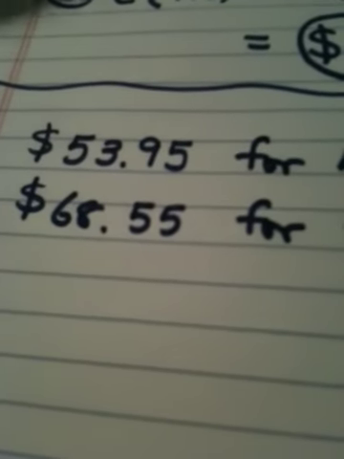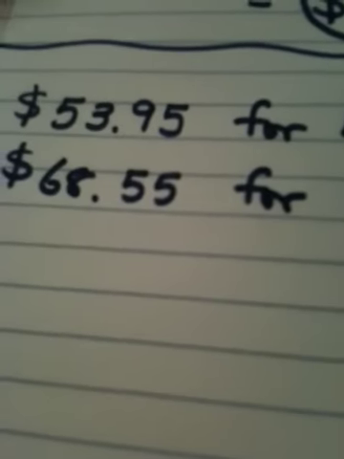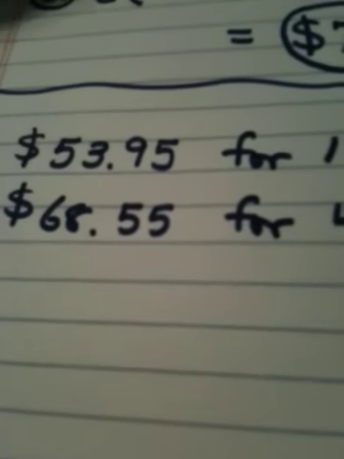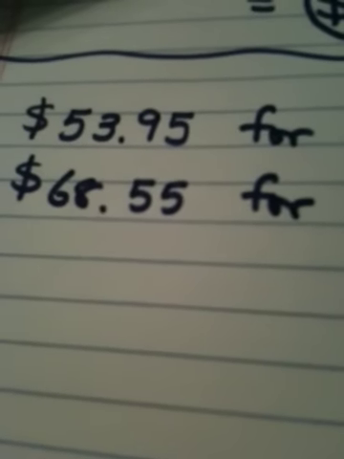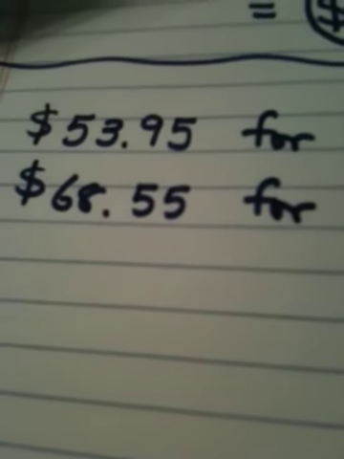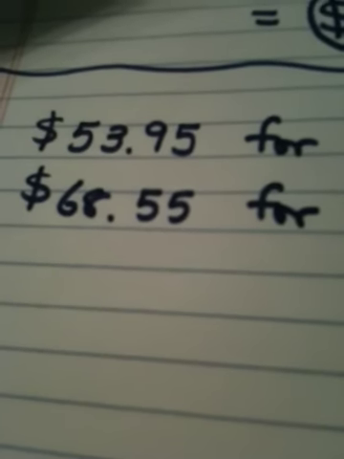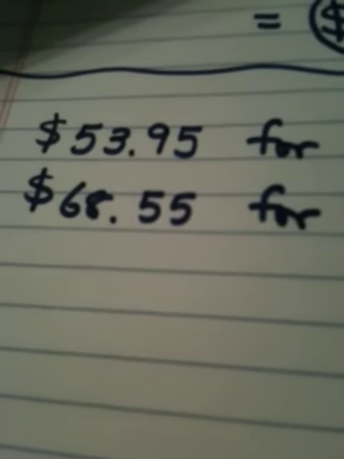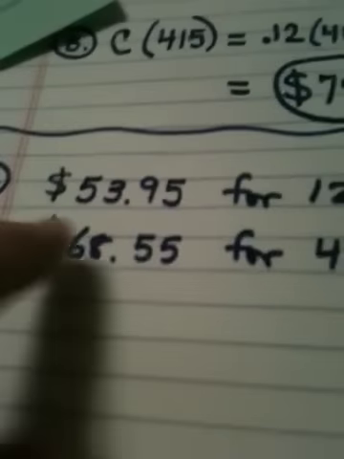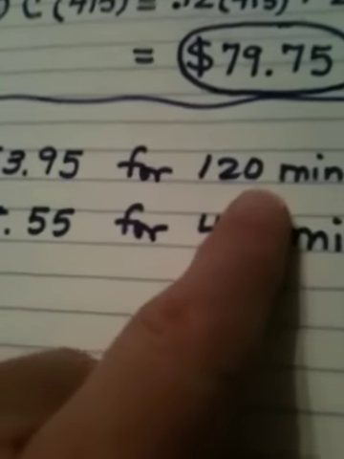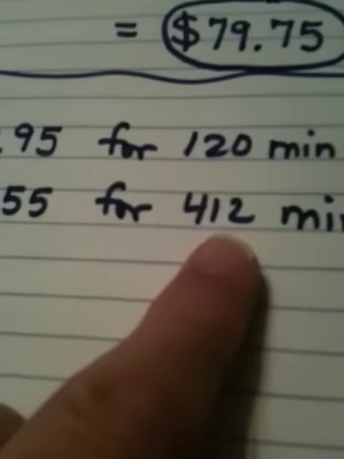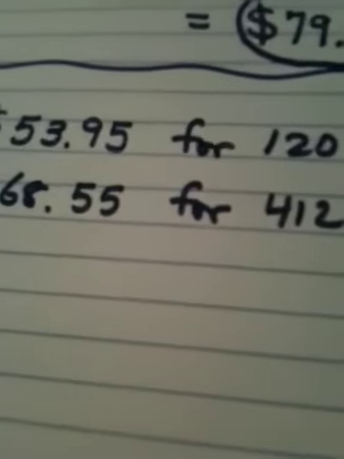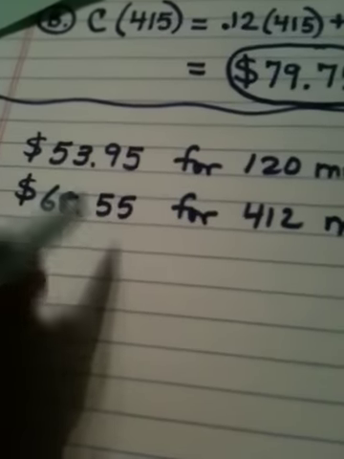Lisa cannot remember which long-distance plan she has with her phone company. Well then, she should probably call them. But anyhow, she's going to use algebra instead. However, she knows that she pays a basic monthly fee and a rate per minute for long-distance calls. In June, her bill was $53.95 for 120 minutes, and in July, it was $68.55 for 412 minutes. So this is really the pertinent data that we're given.